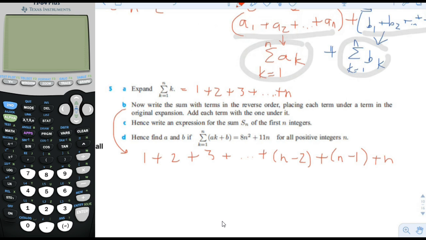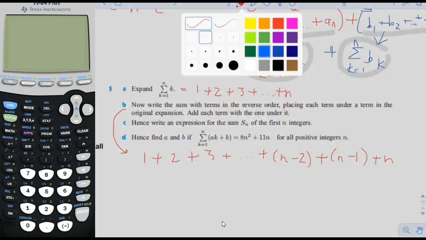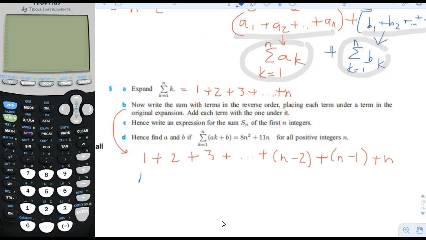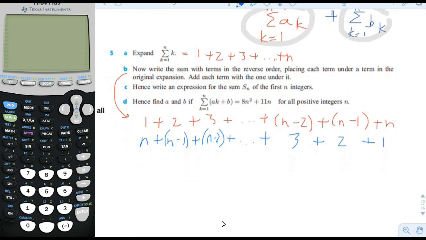And then for part B, they want us to reorder in the reverse order. So then it would be n plus n minus 1 plus n minus 2 plus dot dot dot plus 3 plus 2 plus 1. And then they want us to add each term with the one underneath it.